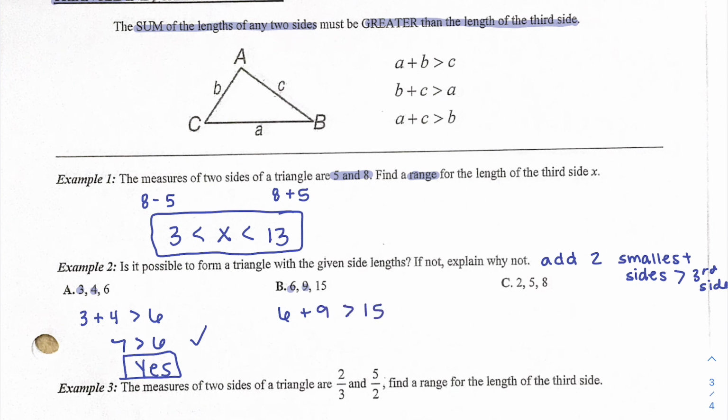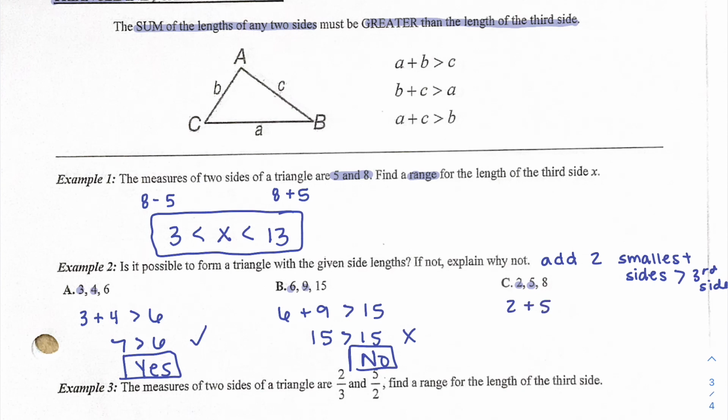Number 2, 6 and 9 are our 2 smallest sides here. If I add 6 plus 9, it has to be greater than 15. Let's see, 6 plus 9 is 15. Is 15 greater than 15? No. All right, so this could not make a triangle.